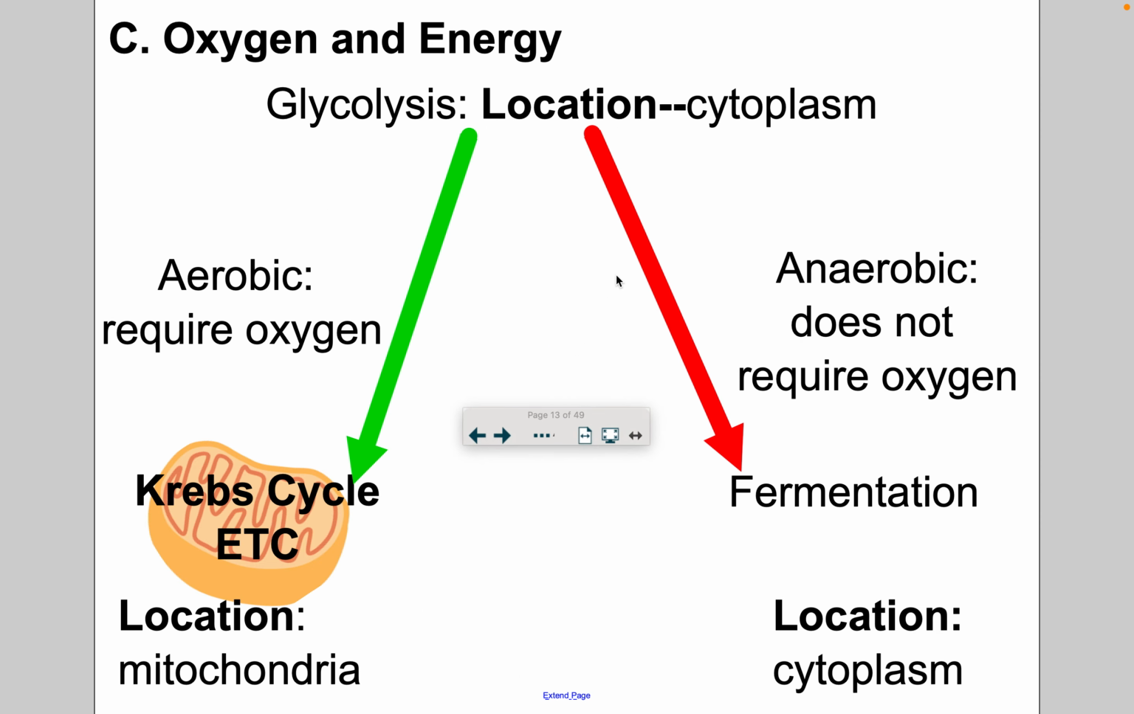Now, if there is no oxygen available, your body can still make energy. It can still do glycolysis. Your body always does glycolysis. But if there is not enough oxygen available, then your body will go through fermentation. This also happens in the cytoplasm. What we do is we make energy here, ATP, and then we will create some molecules that help glycolysis to continue. But you don't get as much energy, and you also build up a waste product called lactic acid, which causes muscle soreness.